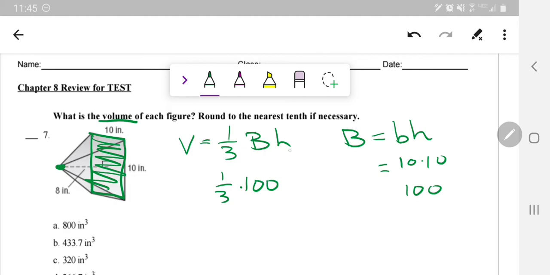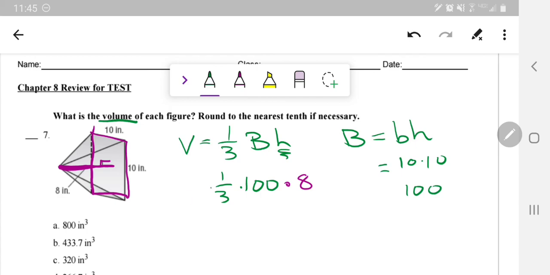And the H in this case stands for the height of the prism. No, not prism, pyramid, the height of the pyramid. And the height of a pyramid always meets the base of the pyramid, this shape here, at a right angle. All right, so this is our height, which is 8.